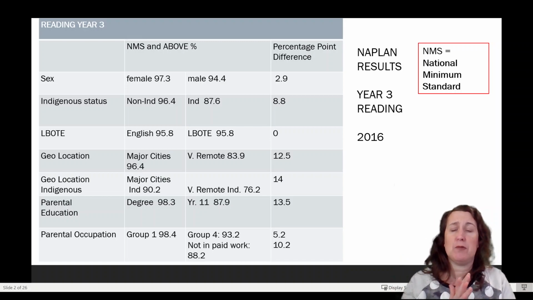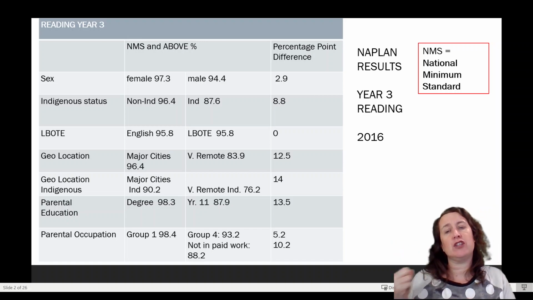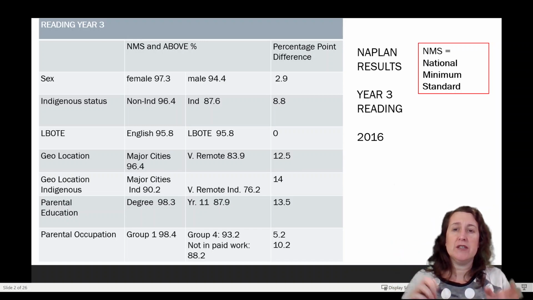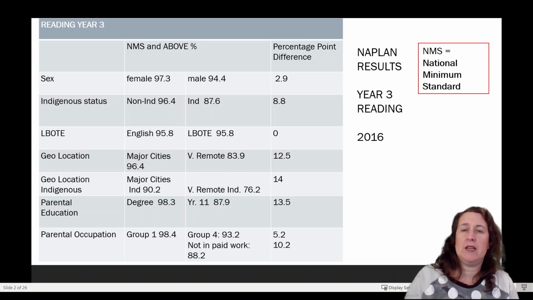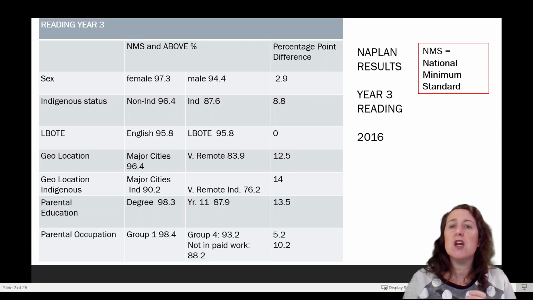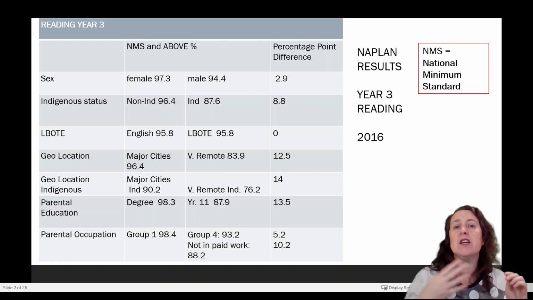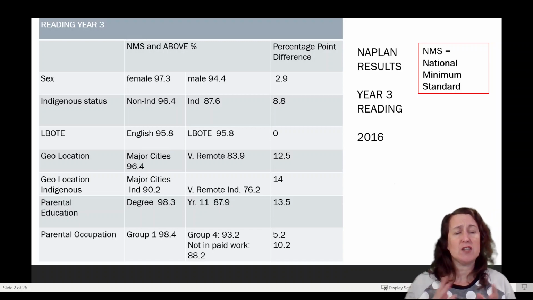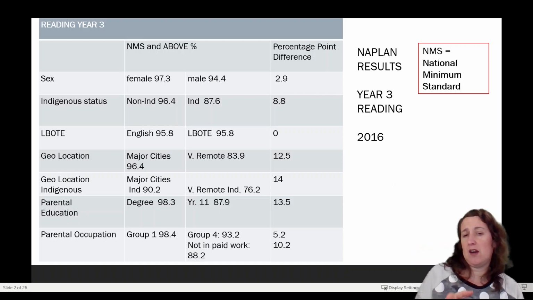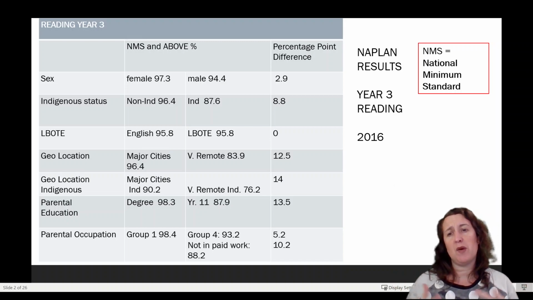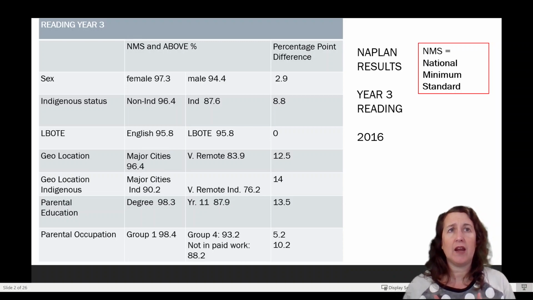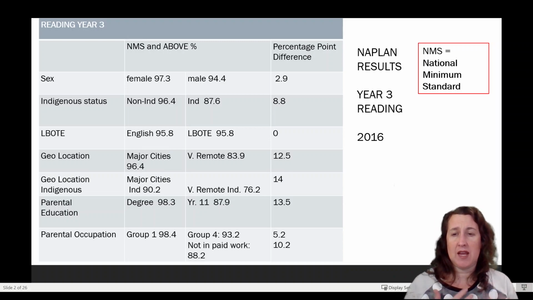When we combine a couple of these factors and look at geographical location of students who are Indigenous, the Indigenous students in the major cities, 90.2% of students in Year 3 are meeting or above the national minimum standards, versus 76.2% of students that are in very remote locations. And that's a 14% difference. And that's actually the biggest difference of all the categories that we're looking at on this graphic. So this tells us that there's something to do with not just Indigenous status alone, and not just geographical location, but that the intersection of those two factors is creating a bigger disadvantage and a bigger gap.